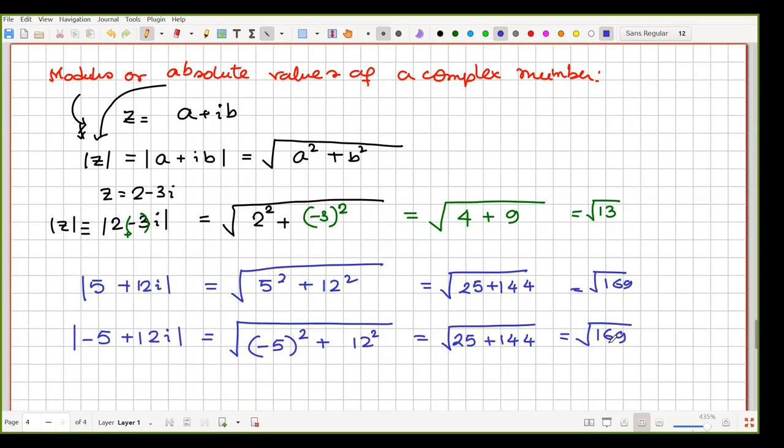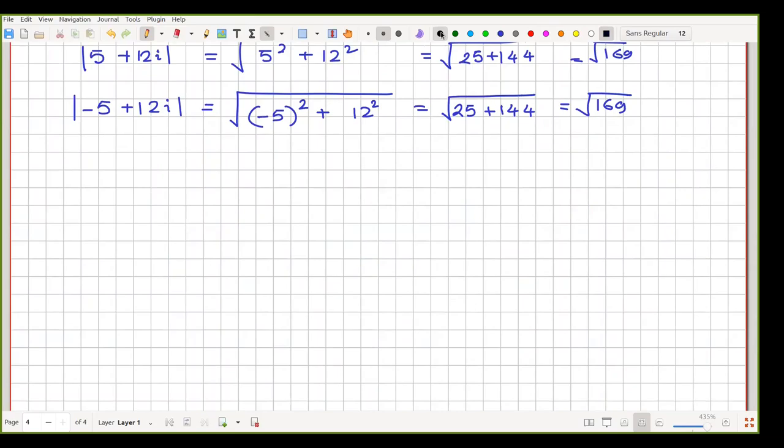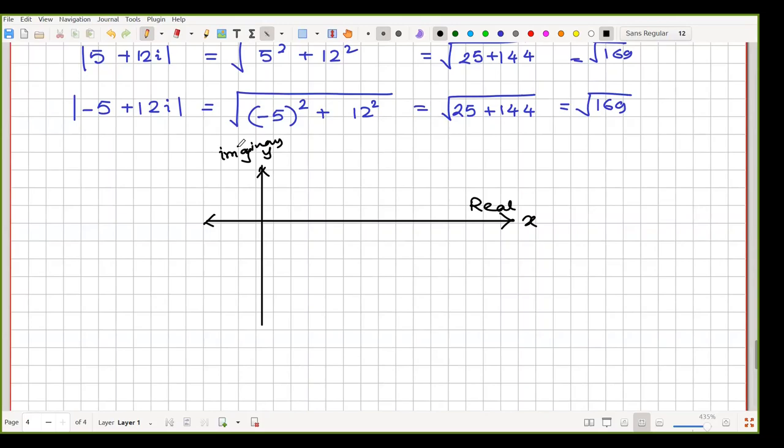Practically, it is just the distance. Here I am drawing a diagram. Suppose that is our imaginary axis y, and that is our real axis x. Always we have x plus iy. That is our origin, 0, 0. That is the point where we are writing a plus ib, suppose.